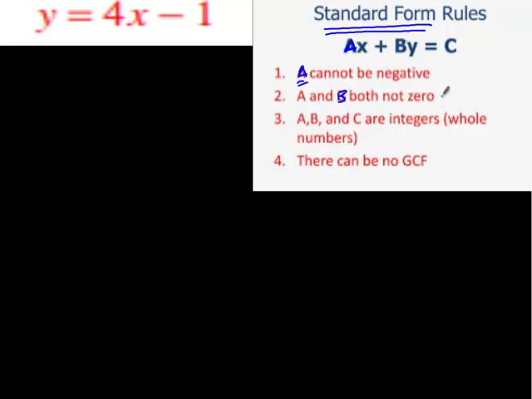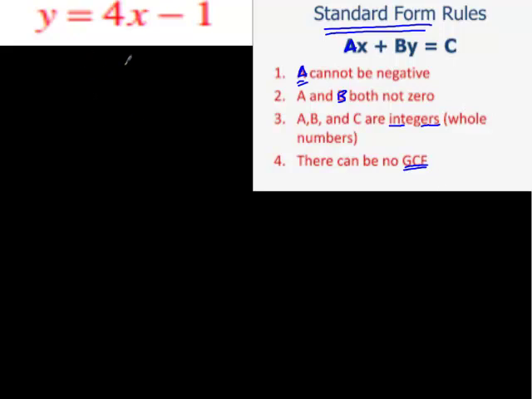So A can't be a negative number. This is actually easy to fix, but you're going to see it, and it's kind of a trick. A and B can't both be 0. A, B, and C are integers, and there can be no greatest common factor, and we'll talk about what that means.